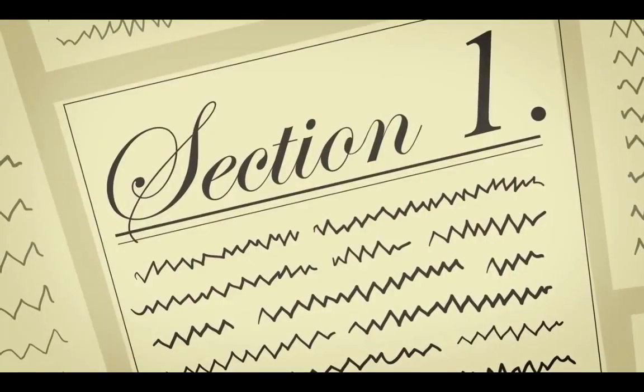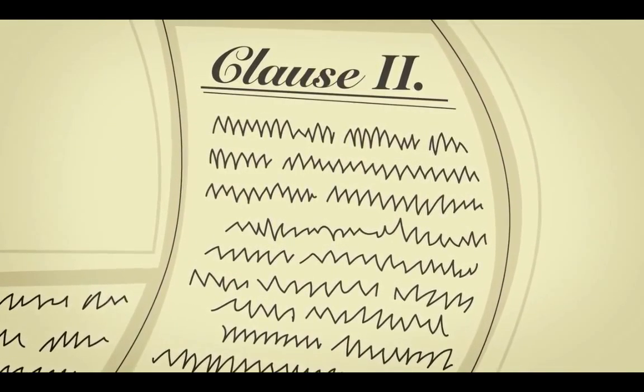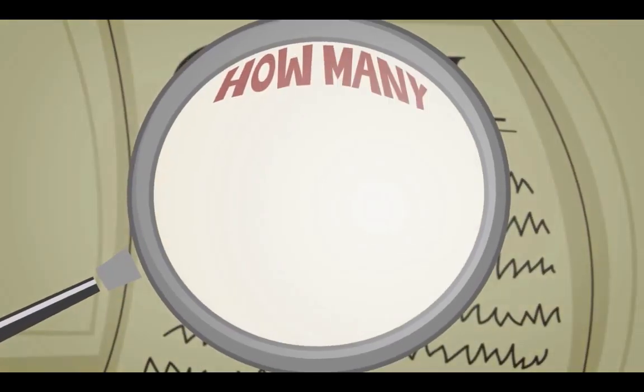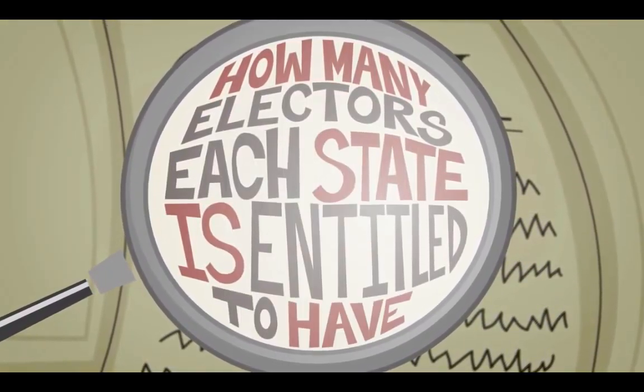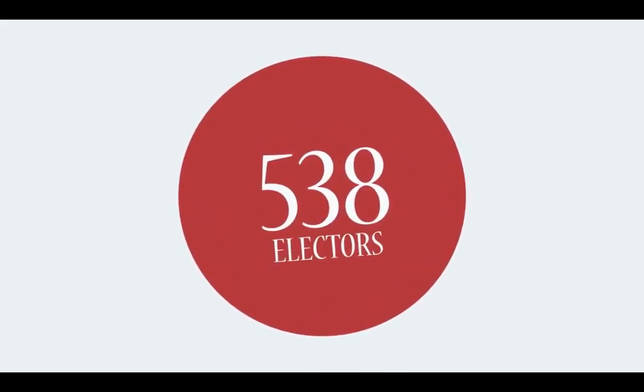Article 2, Section 1, Clause 2 of the Constitution specifies how many electors each state is entitled to have. Since 1964, there have been 538 electors in each presidential election. How did they decide on the number 538?